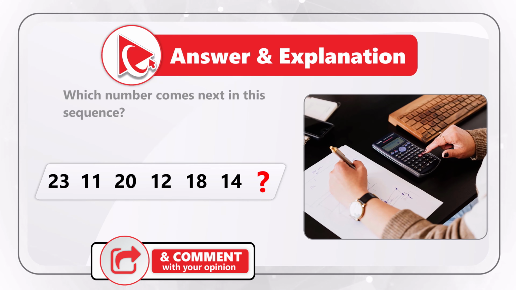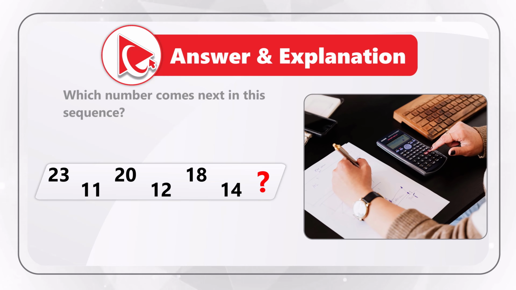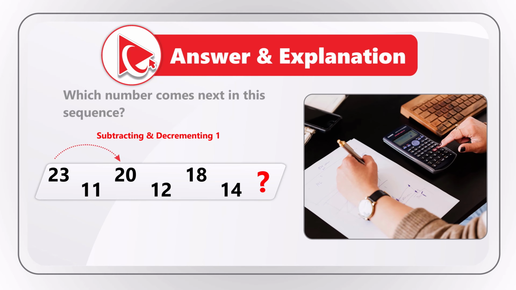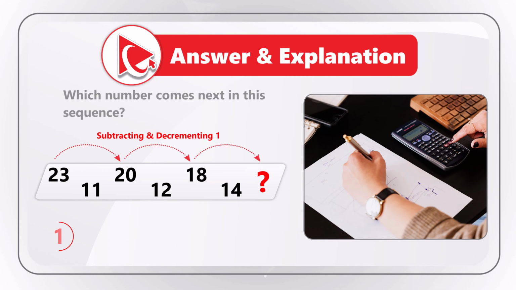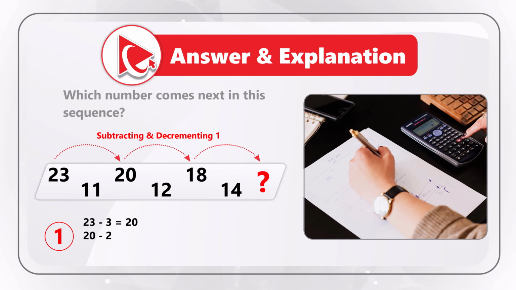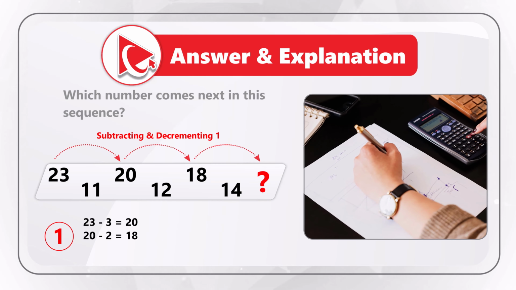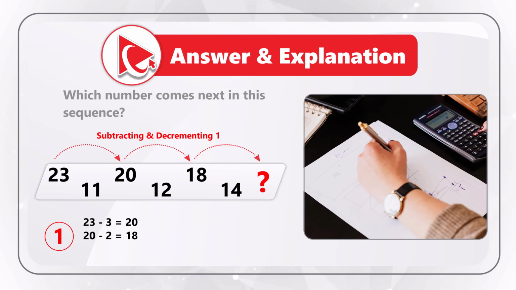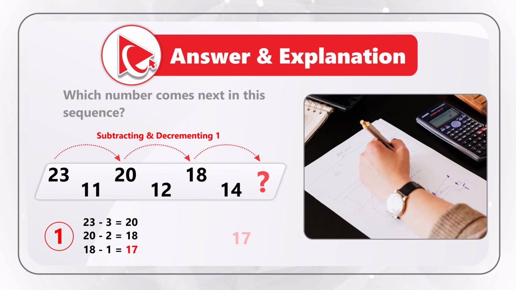The numbers 23, 20, 18, and 17 represent the first pattern. The next number is calculated by subtracting a decrementing number from the previous number. Let's look at the example. 23 minus 3 equals 20. 20 minus 2 equals 18. You see that the 3 is decremented by 1 to get to 2. The next number is calculated as 18 minus 1, which is a decrement from 2, equals 17.